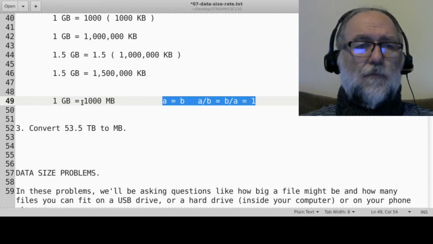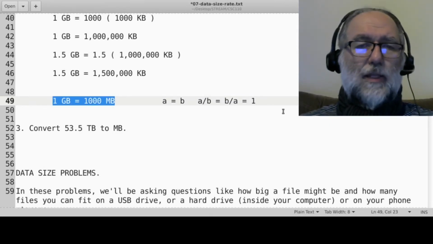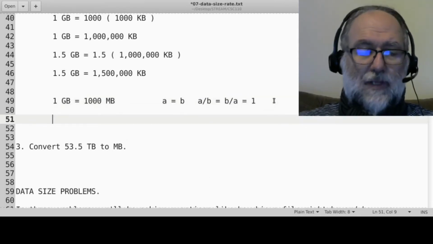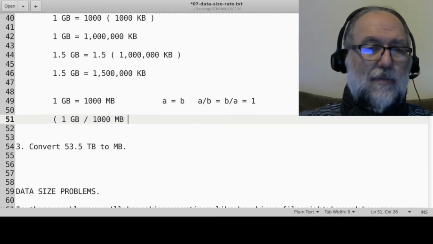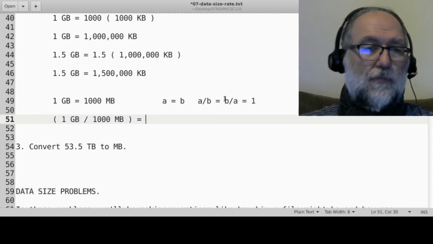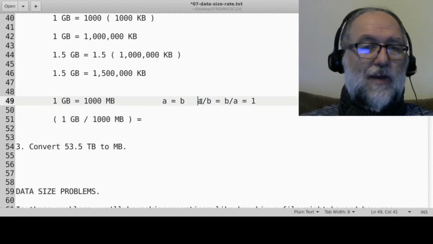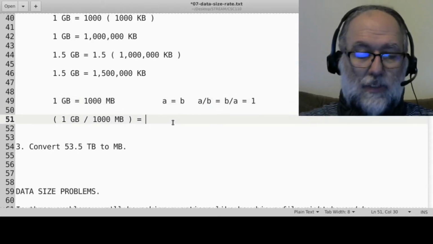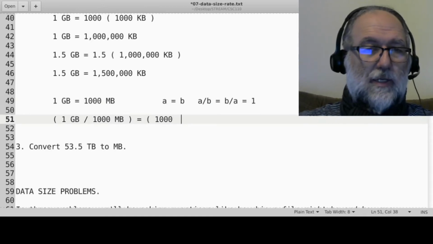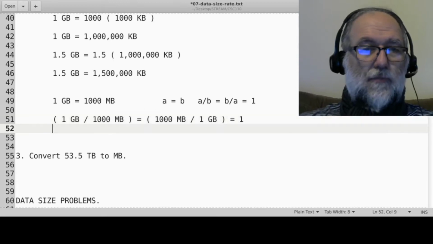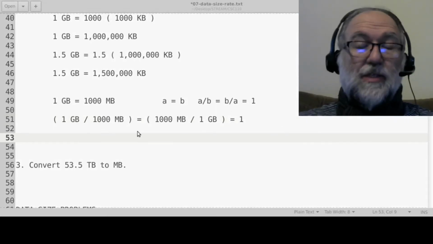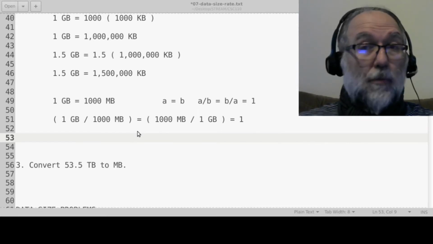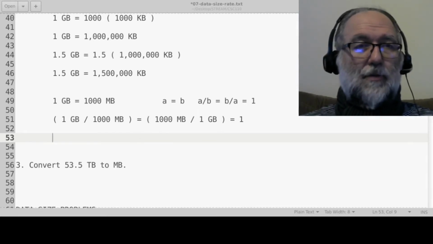Let's apply this right here to that equality there. That tells me that I can make two fractions. I can make the fraction 1 gigabyte divided by 1,000 megabytes. That's going to equal 1. Okay, that's like your A divided by B. And the other one is going to be 1,000 megabytes divided by 1 gigabyte. That's also going to equal 1. Okay? And so we have two ways of expressing the number 1. All right? And where am I getting that? I'm getting that out of this table.